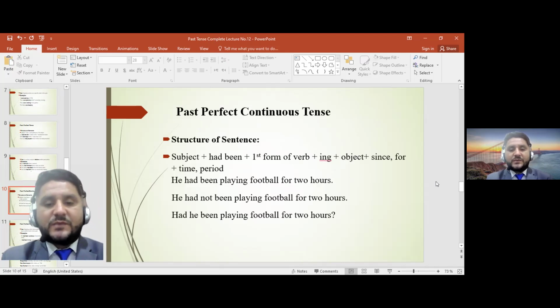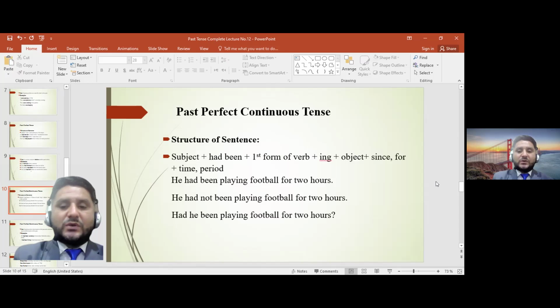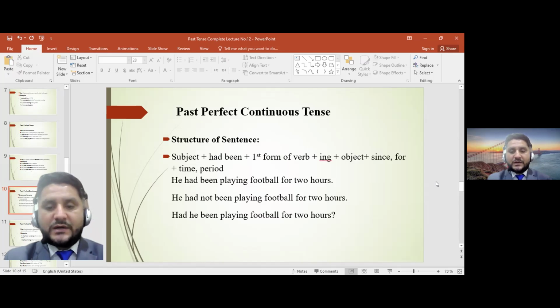Further, the final type, that's past perfect continuous tense. The structure of the sentence is subject plus had been plus first form of verb plus ing plus since or for plus time period. So, he had been playing football for 2 hours. He had not been playing football for 2 hours. Had he been playing football for 2 hours?